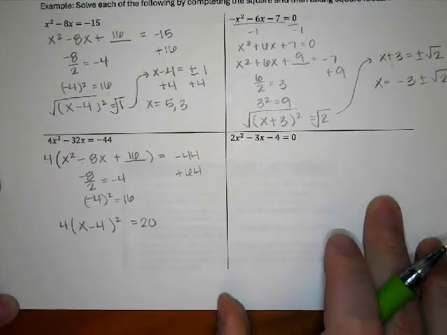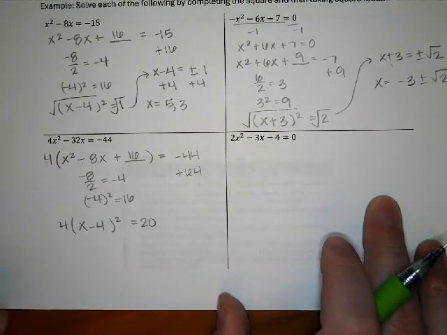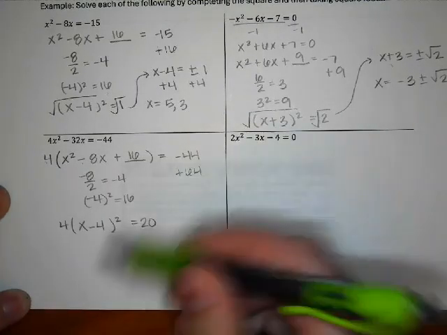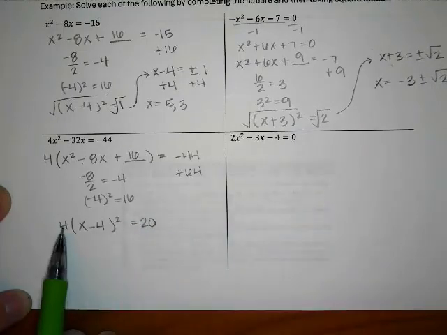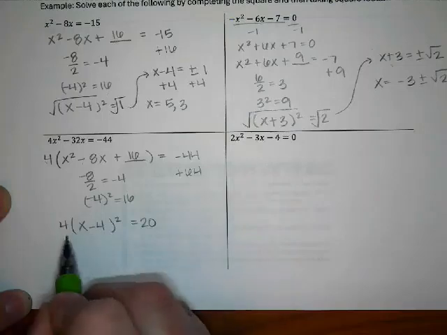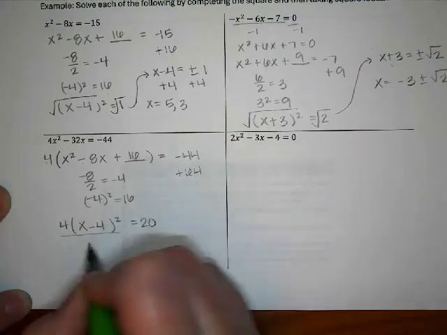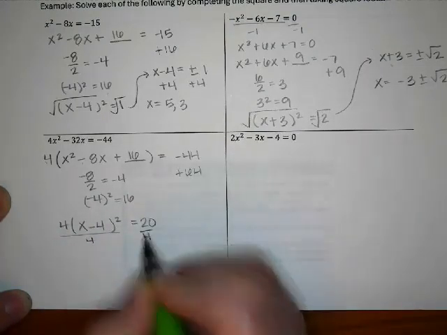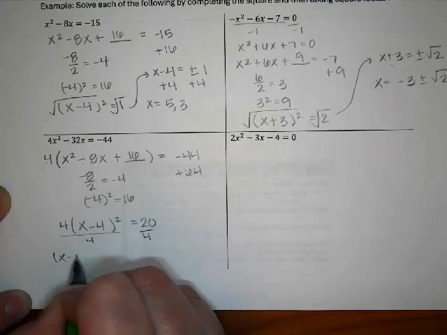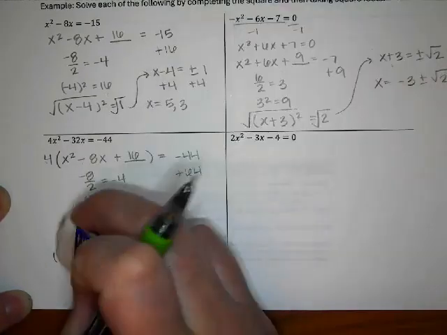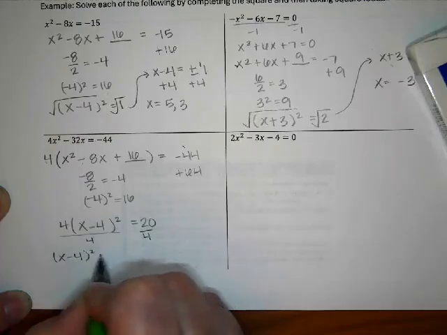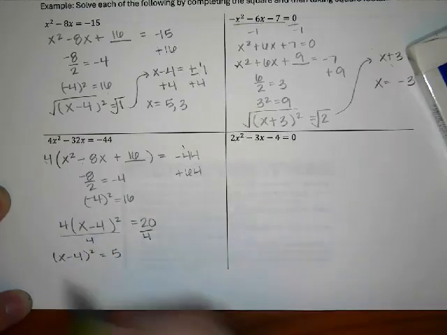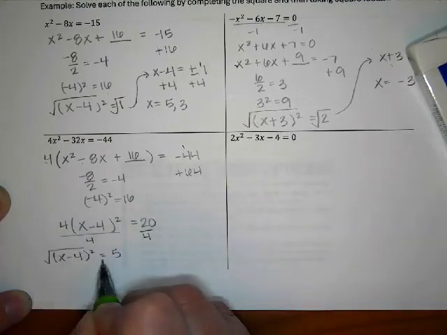So now I can go through the process of solving. I'm going to kind of work from the outside in. So the squared is there, and I will want to square root, but before I do that, I need to get rid of this coefficient of 4. So I'm going to divide the whole thing by 4. And then I get x minus 4 squared equals 5. And then I can square root each side.